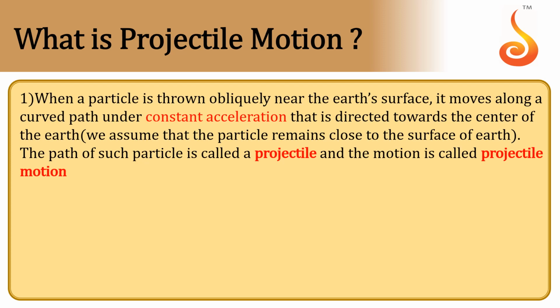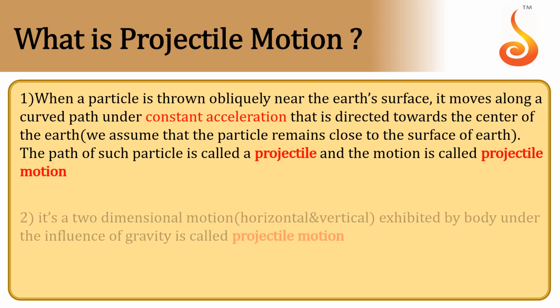Once again I am reading. When a particle is thrown obliquely near the Earth's surface, it moves along a curved path under constant acceleration, that is, directed towards the center of the Earth. Remember, we are assuming that the particle remains close to the surface of Earth because acceleration due to gravity remains constant at the surface of Earth. The path of such a particle is called projectile and the motion is called projectile motion.